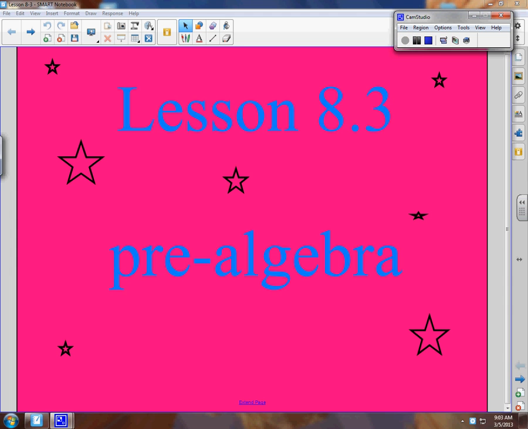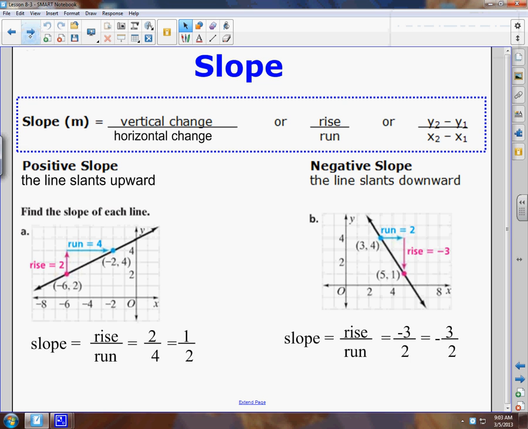Hey guys, this is lesson 8.3 for pre-algebra. Now, this one is about slope and y-intercept. So you're going to have to take a lot of notes. So here is the first part of this lesson. So write down what's in the blue box. So slope. Take a minute, write down the blue box.